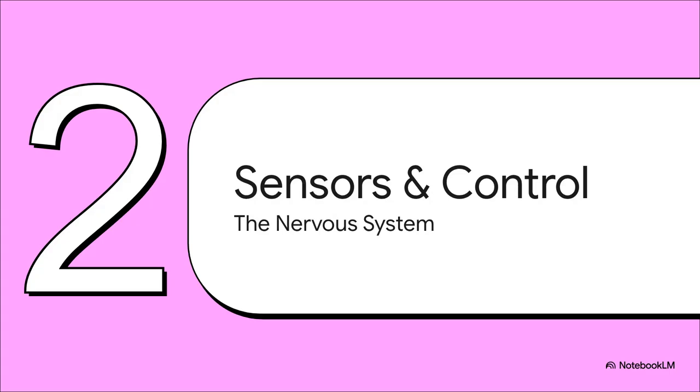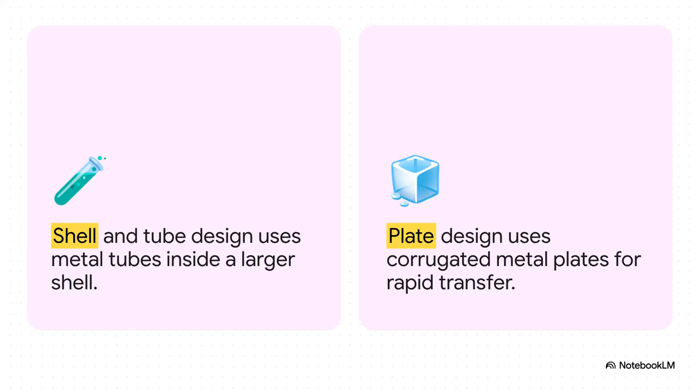Moving right along to Section 2, Heat, Sensors, and Control, the plant's nervous system. To manage the extreme physical conditions inside the machinery, heating and cooling relies heavily on heat exchangers. These are amazing because they transfer thermal energy super efficiently without ever letting the hot and cold fluids actually mix together. The shell and tube design is everywhere. You have one fluid flowing inside a bundle of metal tubes and another fluid rushing around the outside of those tubes within a larger shell. Alternatively, a plate heat exchanger uses a tightly packed stack of thin, corrugated metal plates. It alternates the hot and cold fluids between them to maximize the surface area for really rapid heat transfer.